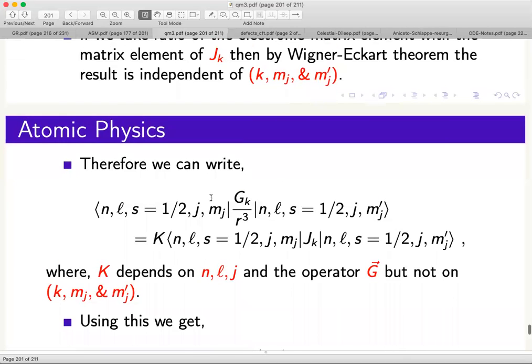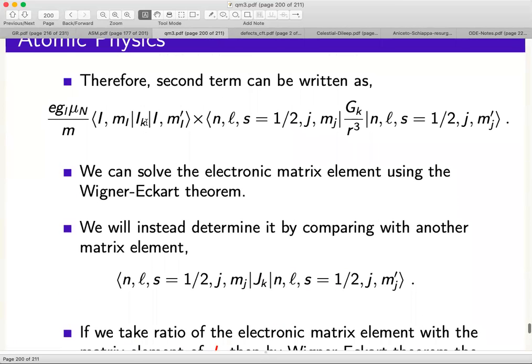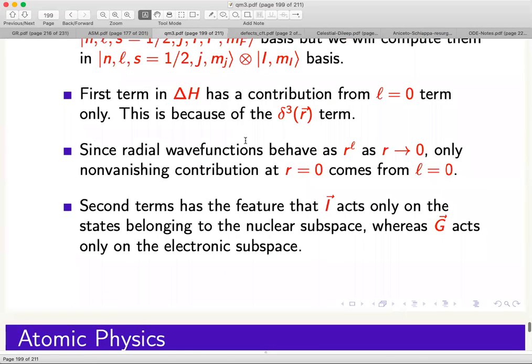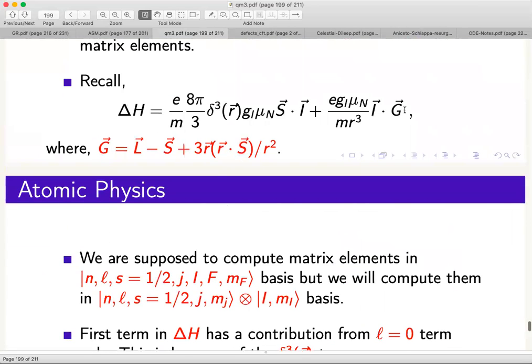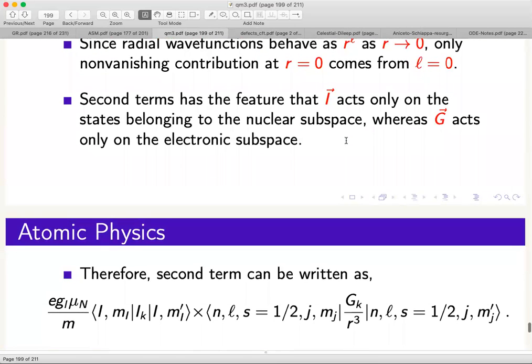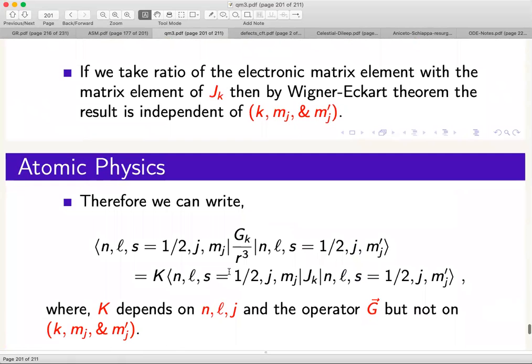Remember we had this expression where IK was dotted with GK. We can go back a little. This is a term I dot G, but what we are going to do is replace G by J. That is the statement I just wrote down. Because both of them are vector operators, I can just say that G upon R cube sandwiched between these states is the same as some constant times JK sandwiched between the same set of states. Is that a yes?